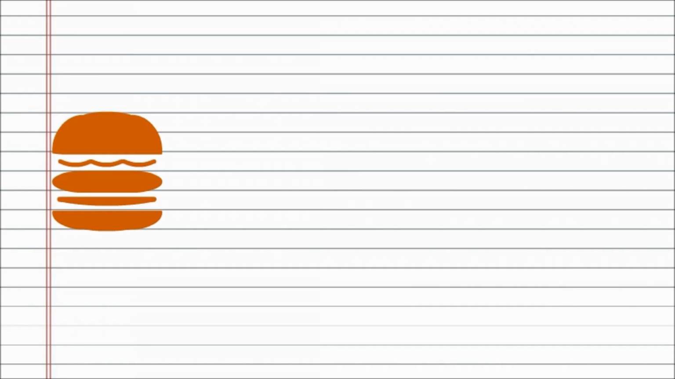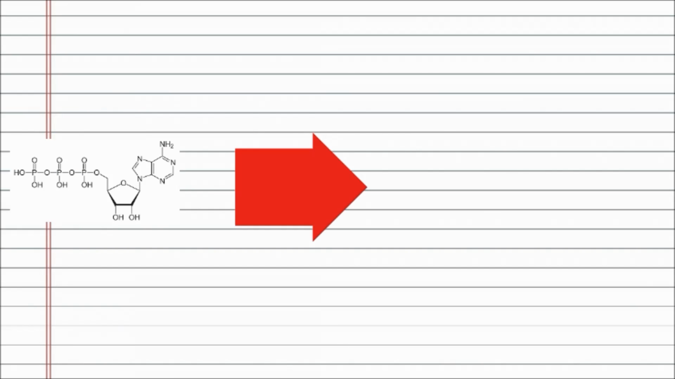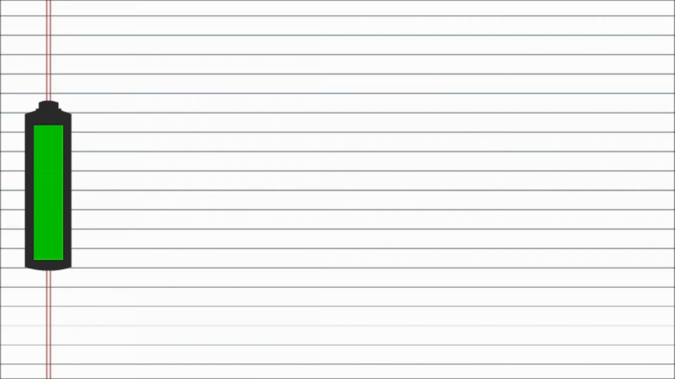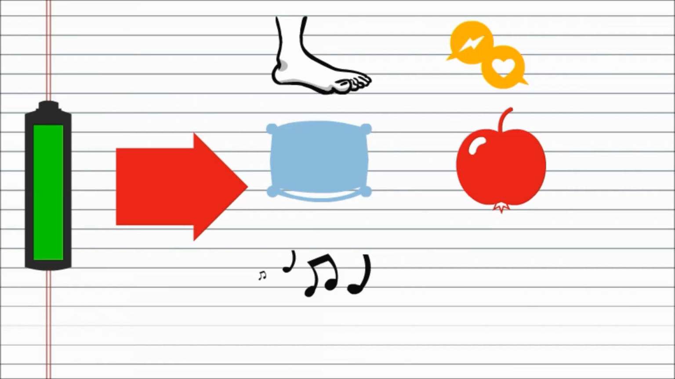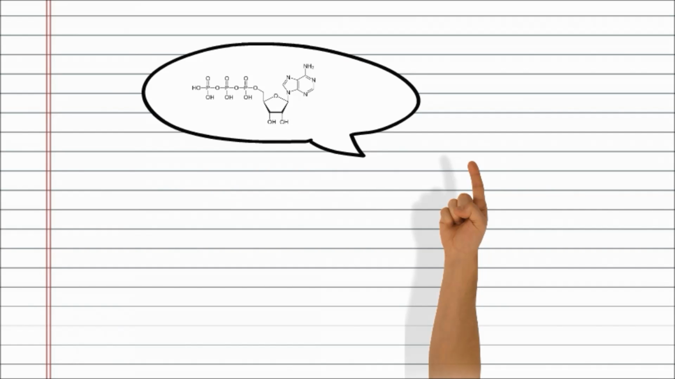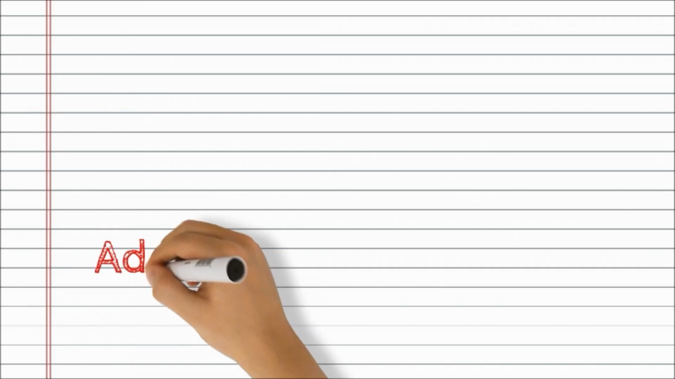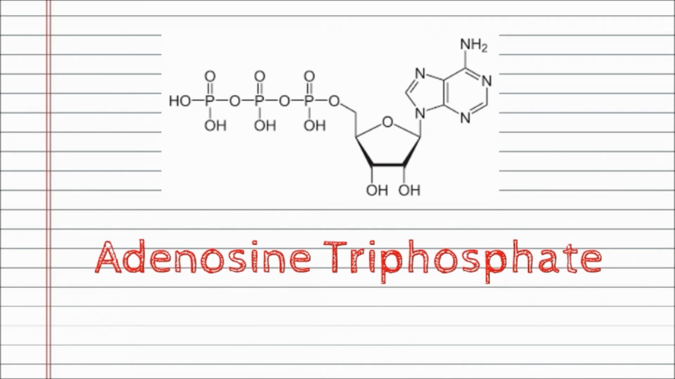Cellular respiration takes food, like this hamburger, and turns it into ATP. ATP turns into energy. You use energy to do things, like walk and talk and sleep and eat and sing and everything. Wait, ATP? What's that? ATP's full name is adenosine triphosphate. It looks like this, but don't let that scare you.